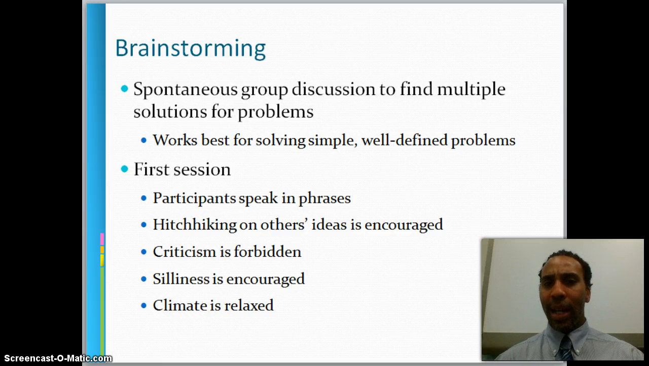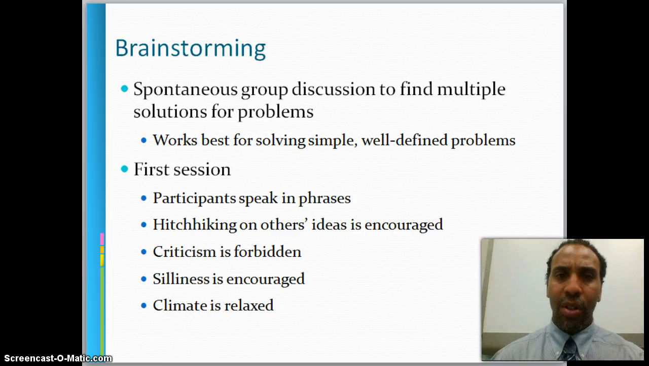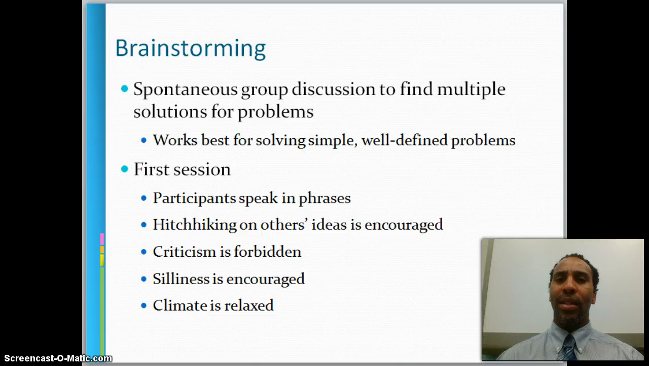So brainstorming is spontaneous group discussion to find multiple solutions for problems. And remember, I said the second right answer is what you want to look for, just because the first right answer may get you $5 million, but that second right answer may get you 10 million. And I definitely like 10 million over 5 million. Works best for solving simple, well-defined problems.